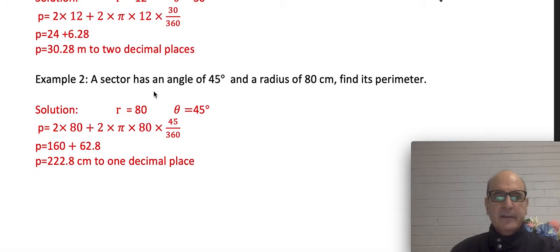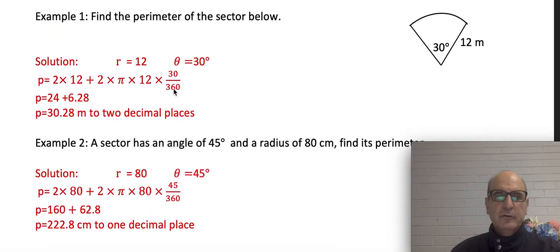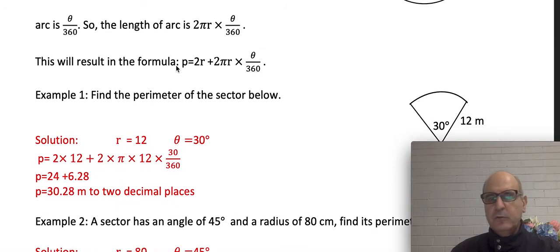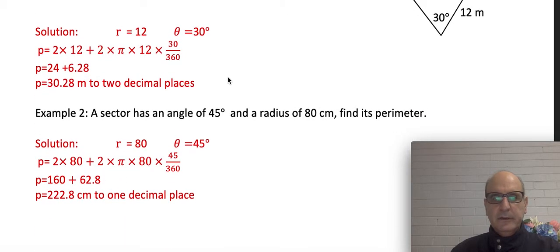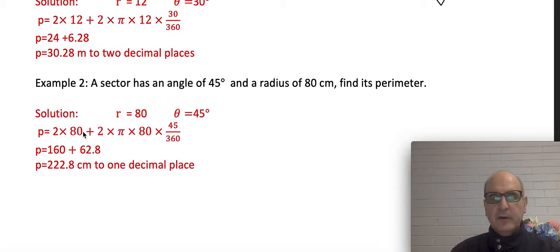Another example: a sector has an angle of 45 degrees and a radius of 80 centimeters. Find its perimeter. So that is theta and that is r. The answer will be in centimeters because the radius is in centimeters. All we need to do is substitute those values in this formula: 2 times 80, plus 2 times pi times 80, times 45 over 360.